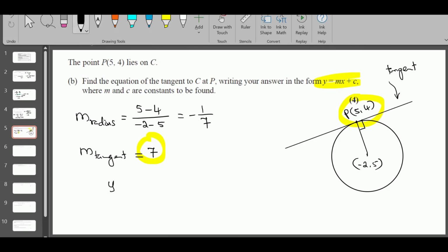So y minus y1, where y1 is the y coordinate of the point, equals the slope times x minus x1. So y is 7x minus 35 plus 4, which is minus 31. That's all.